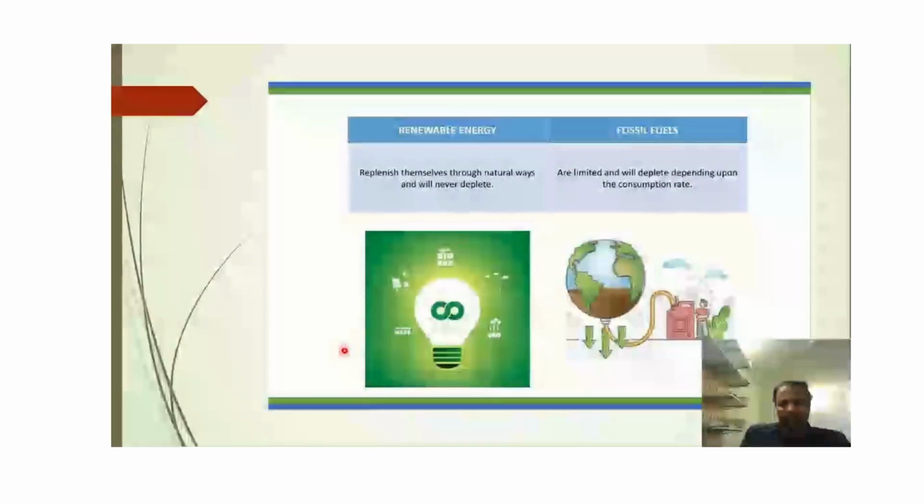Next I will discuss the comparison of consumption. It is known that renewable energy sources replenish themselves through natural ways and will never deplete. On the other hand, fossil fuels are limited and will deplete depending upon consumption.